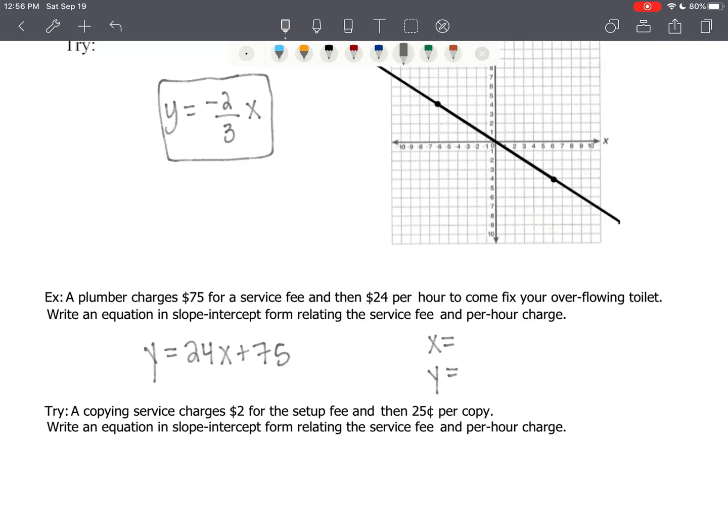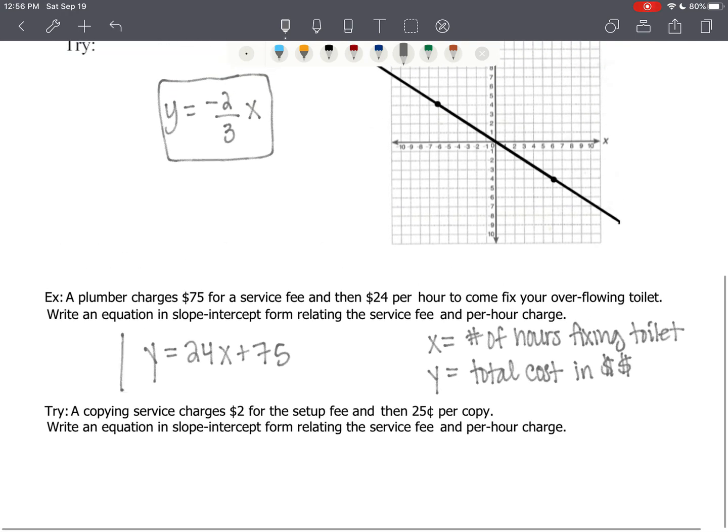So x stands for the number of hours fixing the toilet, and y stands for your total cost or charge in dollars.